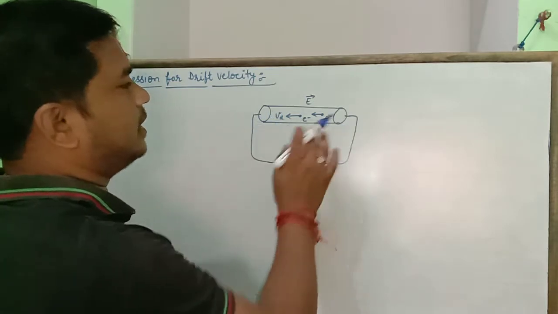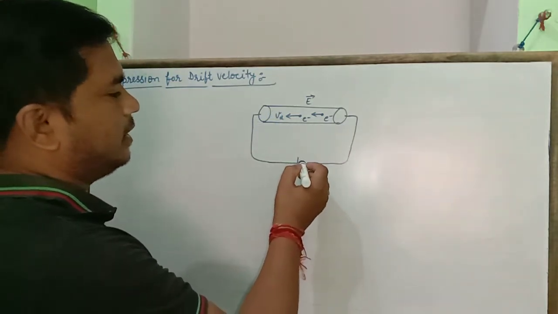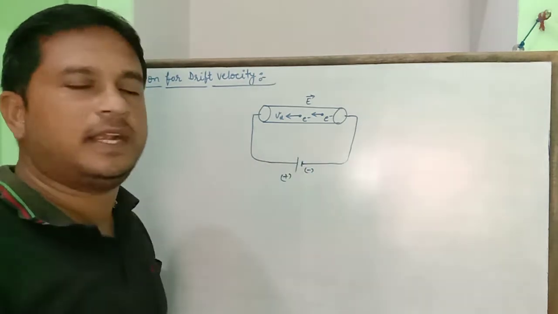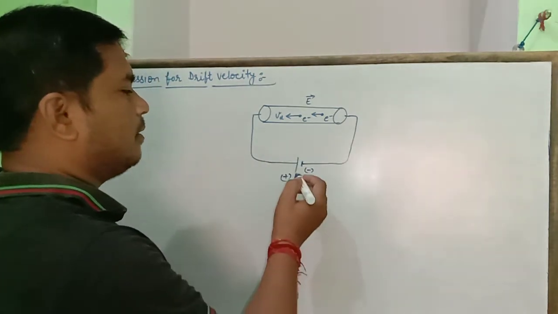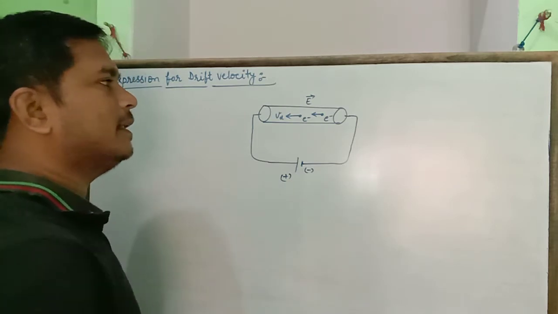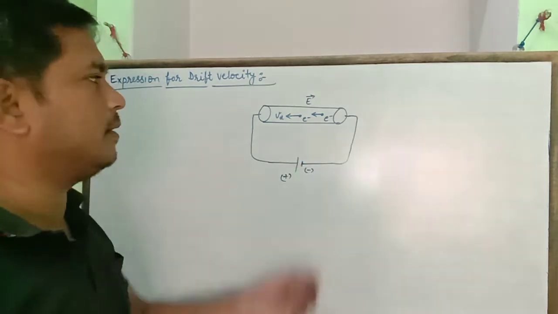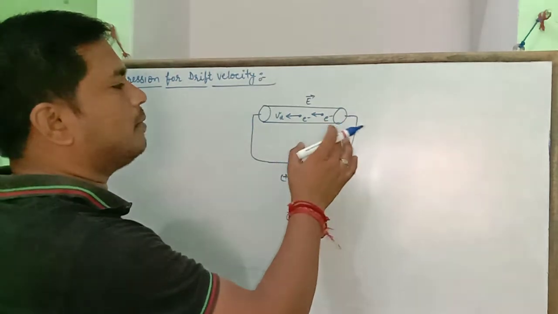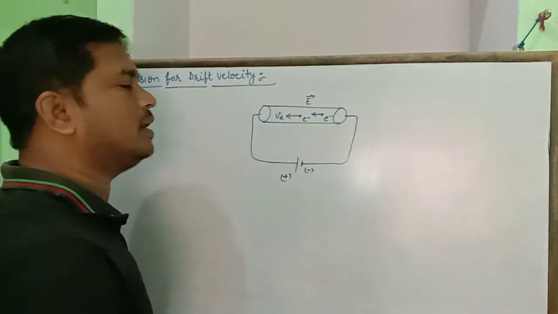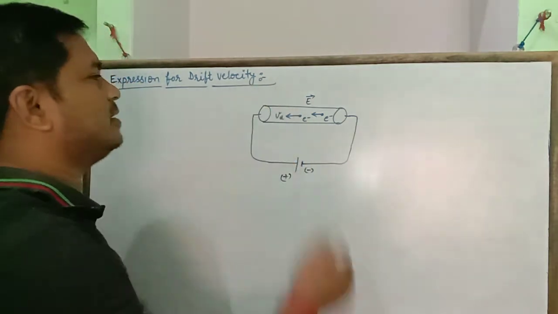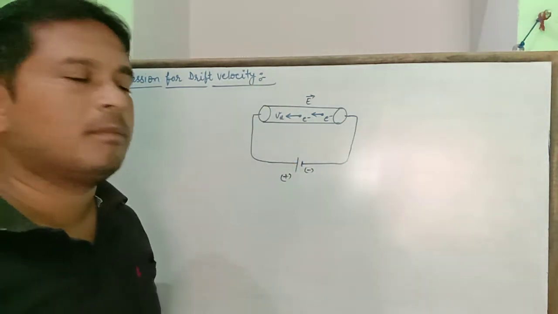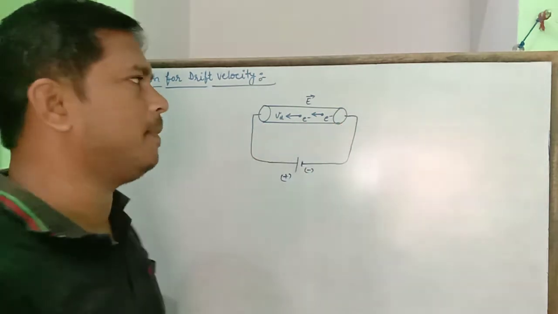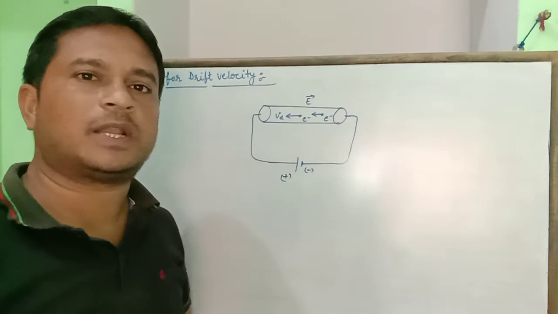Suppose this is the conductor and a source is applied across the ends of the conductor by the potential V, then the electric field is set up in the conductor and the electrons are moved towards the positive terminal of the battery. So that average velocity of the electron by which they are drifted towards the positive terminal of the battery under the influence of the electric field.